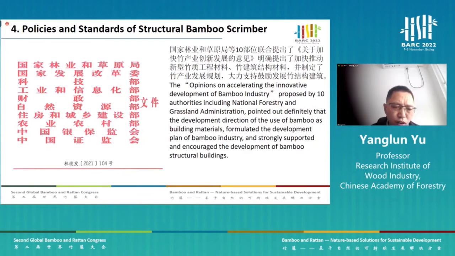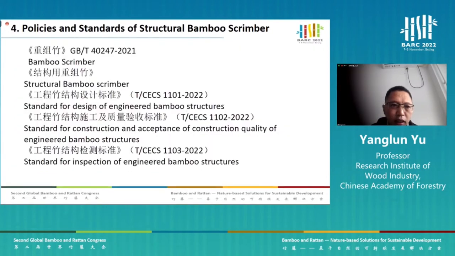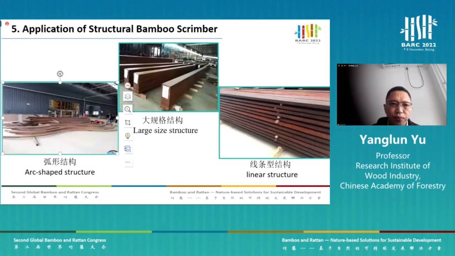Luckily, in 2021, 10 ministries issued opinions on accelerating the innovative development of the bamboo industry, which pointed out the development direction of the use of bamboo as building materials, formulated the development plan of the bamboo industry, and strongly supported its development. Ever since then, other policies and standards have been developed, like the bamboo scrimber GB/T, the structural bamboo scrimber design standards, and the engineering bamboo structures standards, etc.